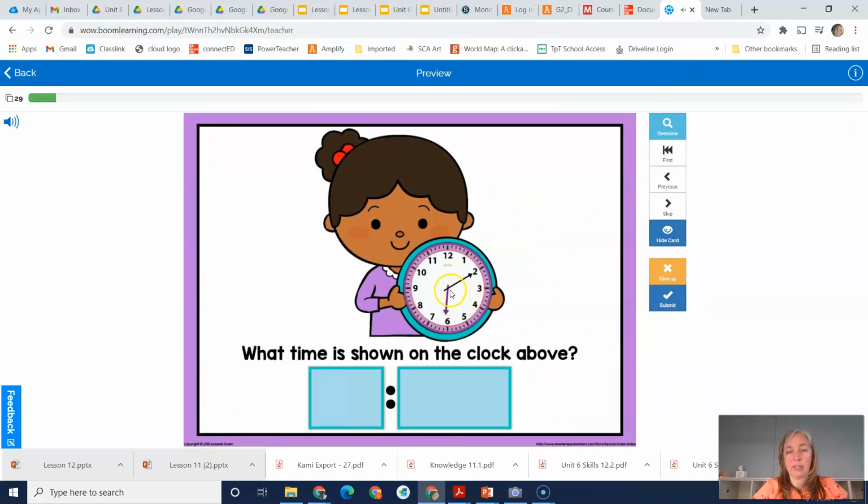Again, let's see, here is our hour hand. Our hour hand is between the 6 and the 7. So it is 6, and this minute hand is 10. 5, 10.